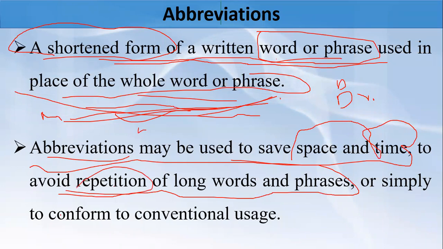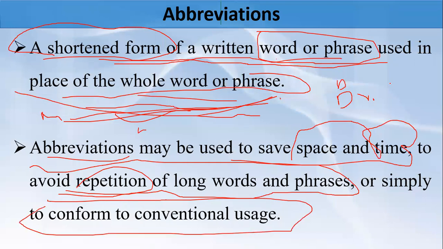Or simply, to conform to conventional usage. There is the conventional usage of certain phrases. For example, the conventional use in writing is USA instead of writing the United States over and over again. So these are the reasons that we need to use abbreviations. Clear so far? What is abbreviation and why do we need to use abbreviations in writing? Is this clear? Yes, sir. Okay, good.